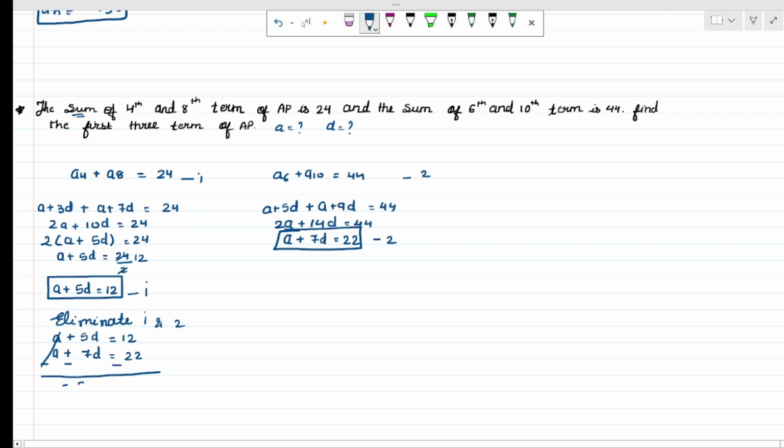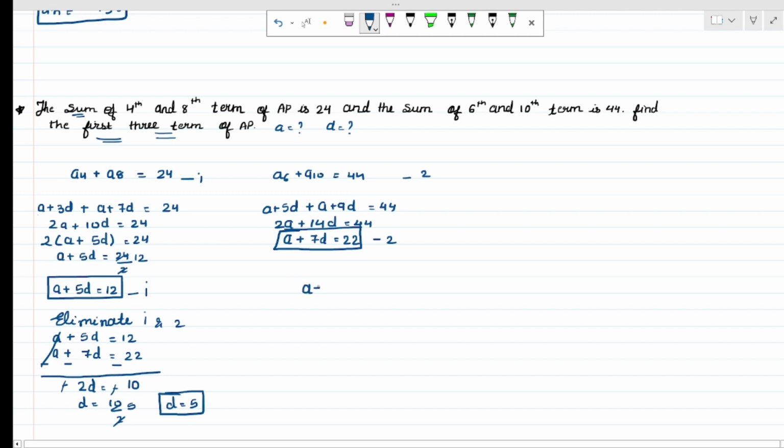7 minus 5 gives me minus 2D equals minus 10. This minus and this minus get cancelled. D equals 10 by 2. That means the value of D becomes 5. I get my value of D. Now what do I need to find? I need to find my first 3 terms of the AP. So what will I do? Just substitute the value of D in the first equation.